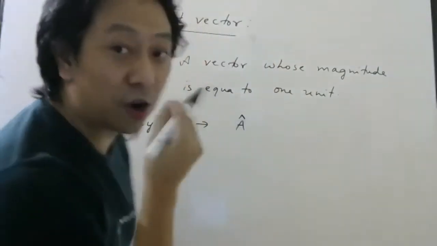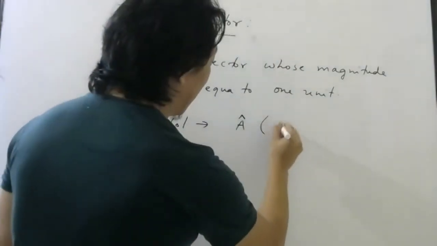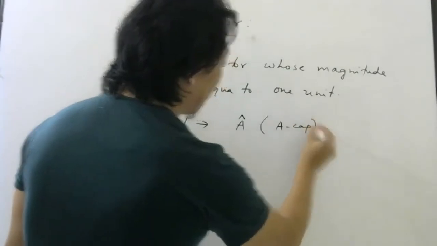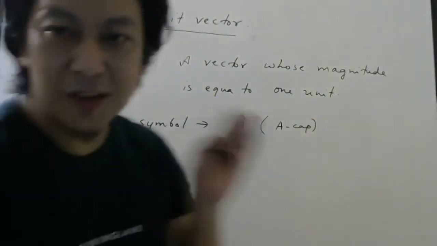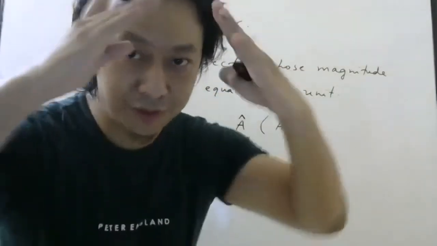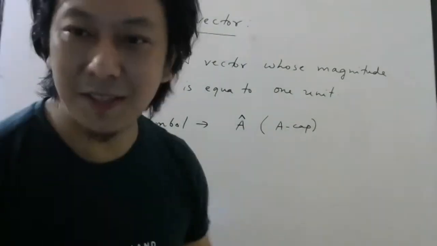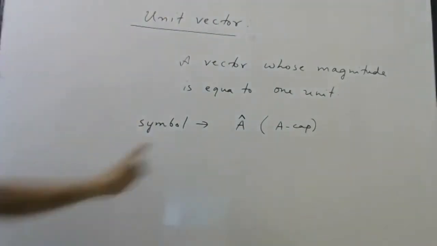So while talking, you have to say A cap. In the US and elsewhere they say A roof, but in India we say A cap. So the symbol is A cap.